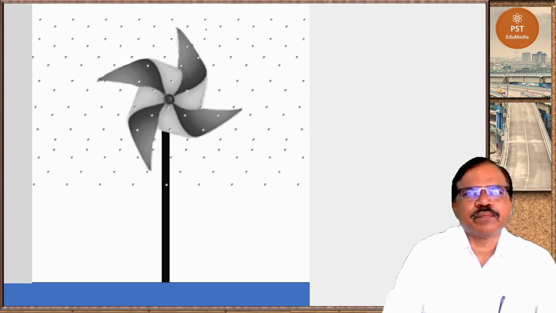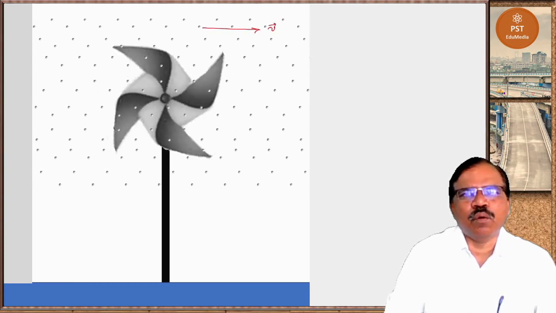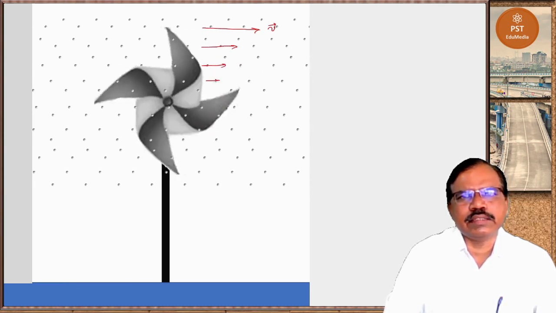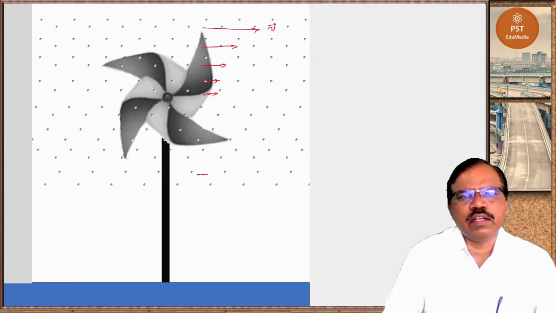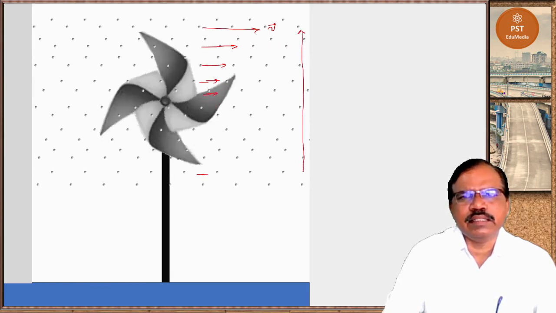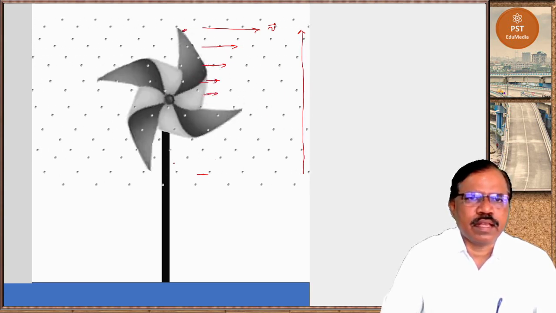But if we see a non-uniform velocity field, what happens here? Here velocity will be more, and as we go in the downward direction, you will observe there is a decrease in velocity. So here velocity is less, here it is more. So clearly a velocity gradient is set up.